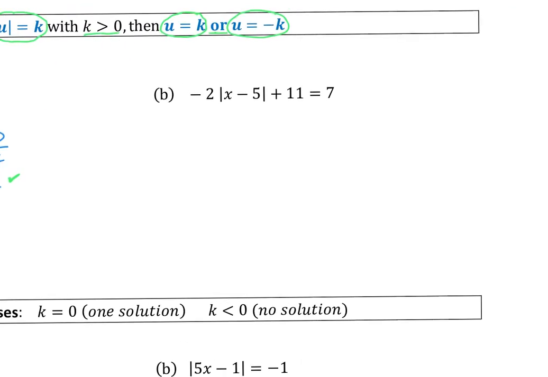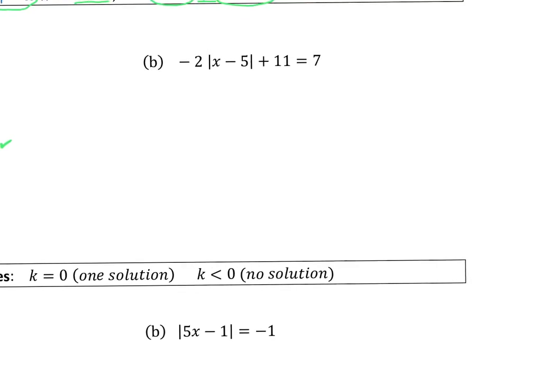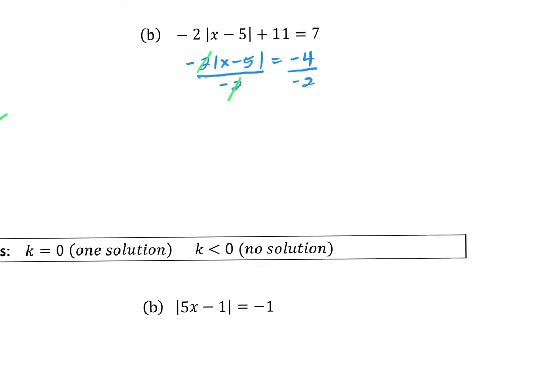Example B, well, I don't know if I can use this property because I don't have the absolute value by itself. So the first thing I want to do is subtract 11 from both sides. Don't forget your order of operations. So I get negative 2 times absolute value of x minus 5 is equal to negative 4 if I subtract the 11 from both sides. And now remember, to get the absolute value by itself, we're going to divide everything by the negative 2. So that will cancel. And again, I normally don't show this step, but it's a good review. Now I have the absolute value of x minus 5 is equal to positive 2.